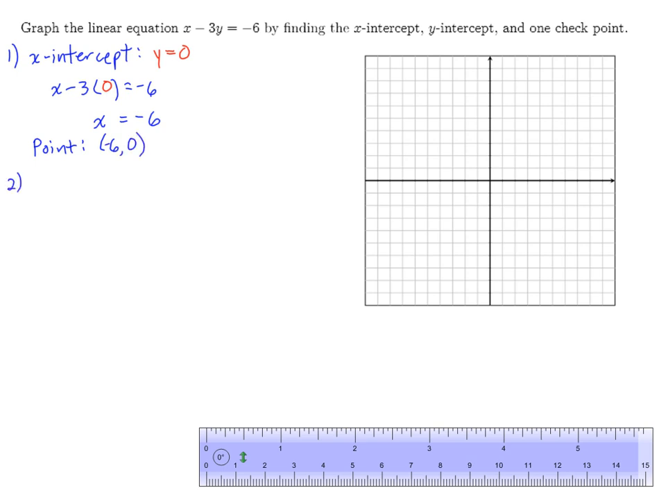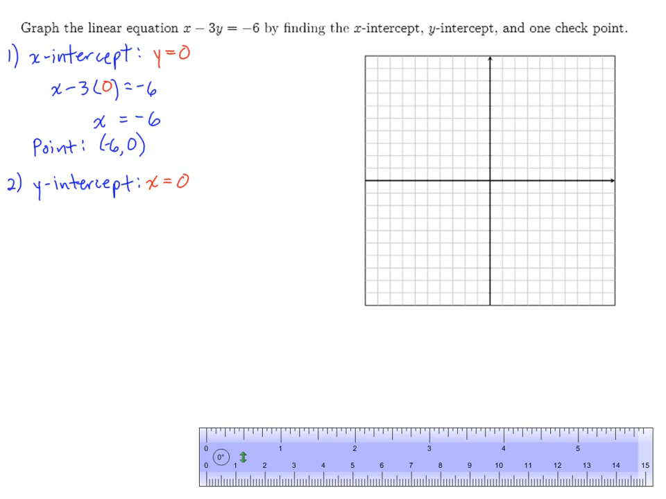Next I'll find the y-intercept. And the y-intercept is going to occur where x equals 0, as it's the place where my equation intersects the y-axis. So to algebraically find that, I'll replace x with 0 and solve for y.